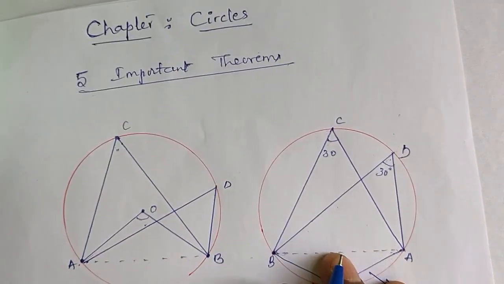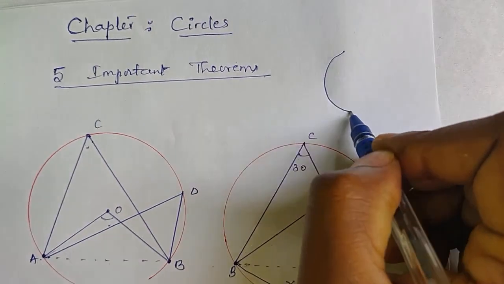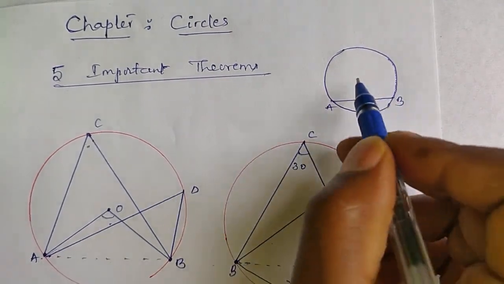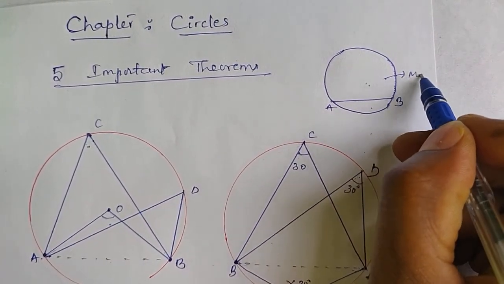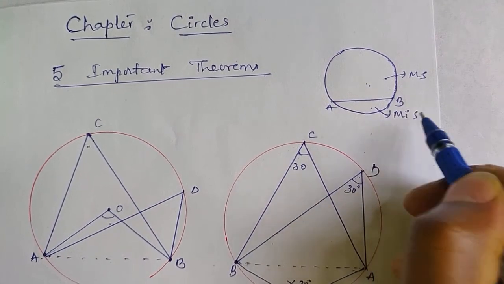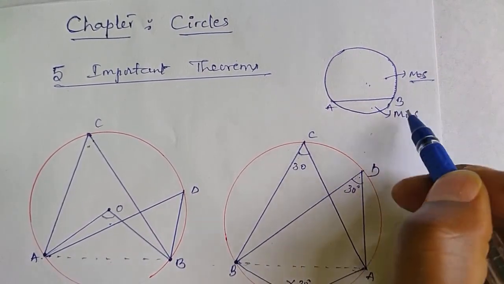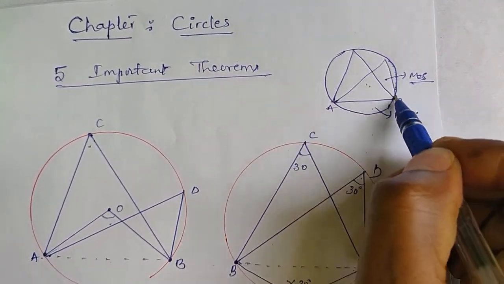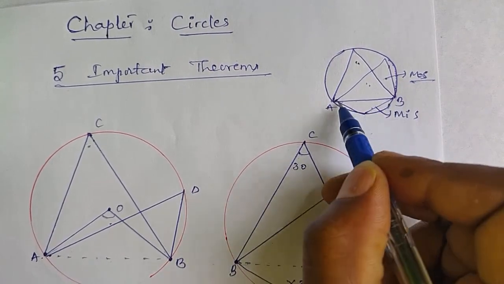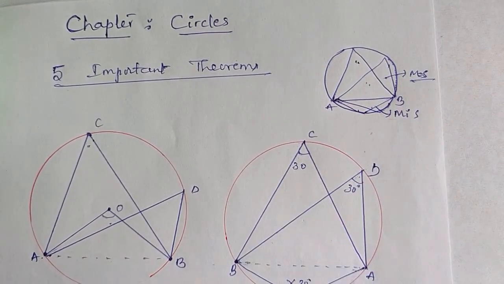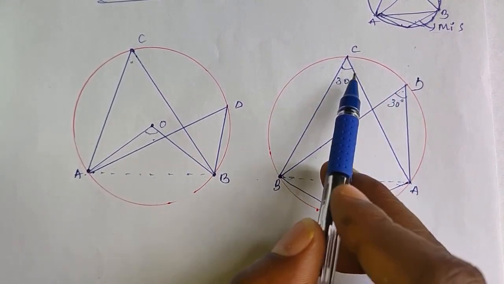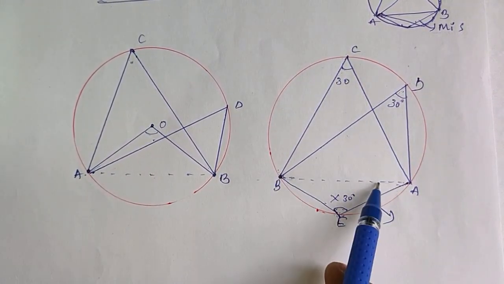See, when we construct a chord AB inside the circle, two segments will form. This is called the major segment, this is called the minor segment. In the major segment, the angles formed will be equal. In the minor segment, suppose 2 angles are forming, those two are equal. This minor segment angle E will not be equal to the major segment angle C. But C and D both are equal because C and D both are formed on one side of AB.